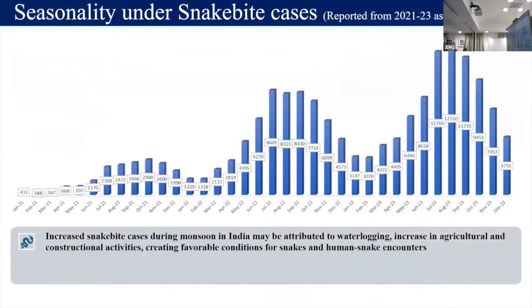If you see the seasonality, the classical rise is in the monsoon season, because India has three different seasons. The habitats of the snakes are filled up with water, and there are increased snake and human encounters, which classically represents any monsoon related disease.